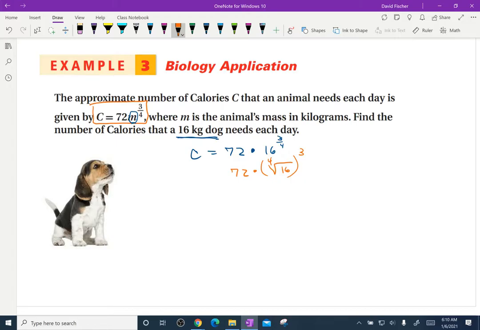So what's the fourth root of 16? I think you'll start memorizing some of these pretty quick. It's 2. So this amount right here is 2. I still have my exponent to the third power, so I'm going to do 2 to the third power, which is 8. I got 16 at first, which I know wasn't right. So I still have 72 here, and I'm going to bring that down. So really I have 72 times 8, which is 576.